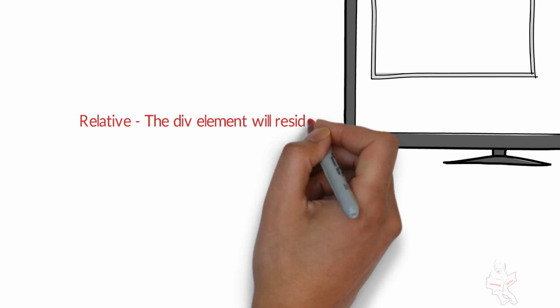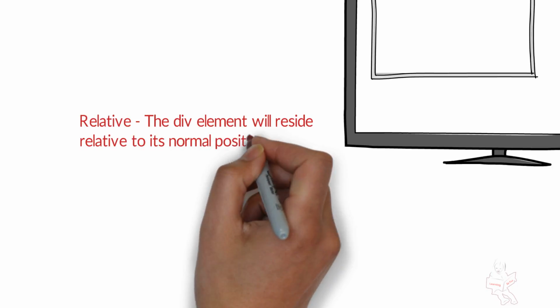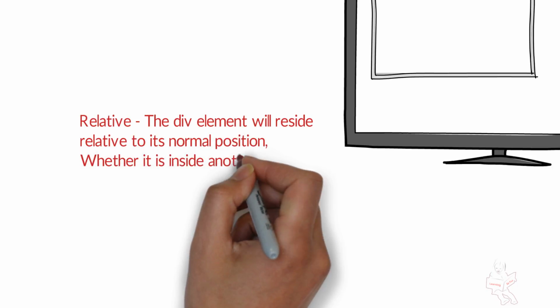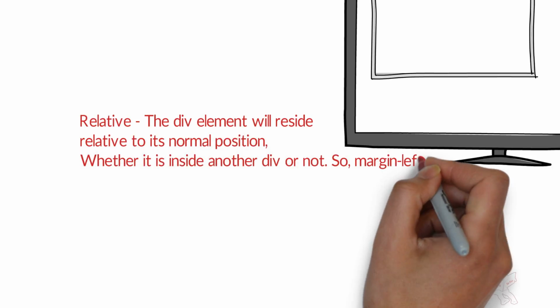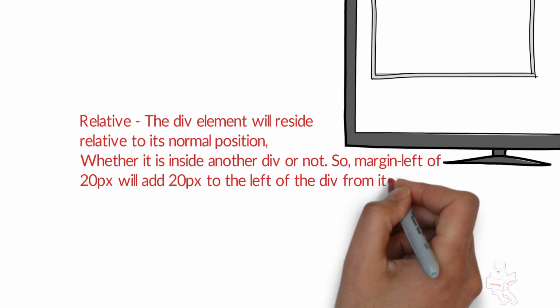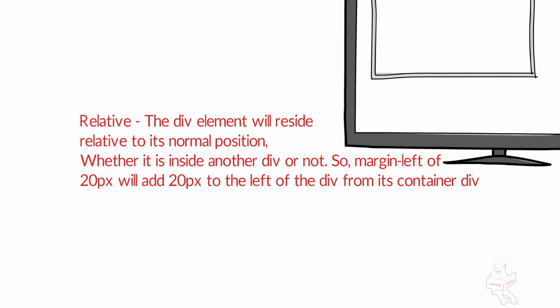On the other hand, with relative, the div element will reside relative to its normal position, whether it is inside another div or not. So a margin left of 20 pixels will add 20 pixels to the left of the div from its container div.